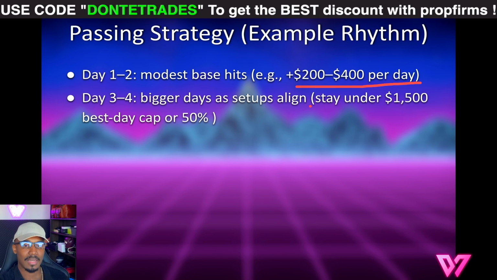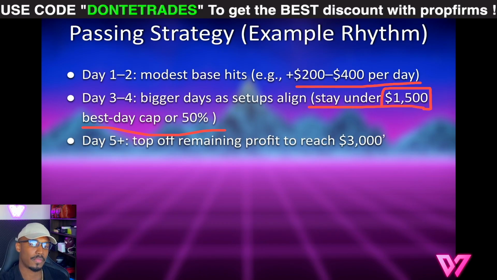So if the setups align, again, you want to stay under $1,500, but as you've built that buffer up, you can swing a little bit more for that $1,500 or those bigger trades in those 3 to 4 days once you've built a bigger buffer up. And then day 5 and beyond, you just want to top off the remaining profit to reach $3,000.